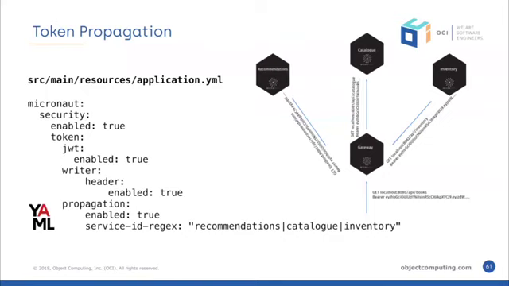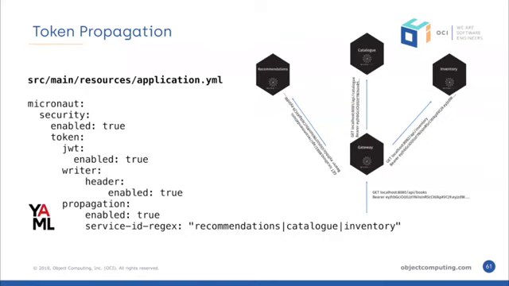So here I'm getting a token in the gateway service. This service is calling the catalog service, the inventory service and the recommendation service, and it will automatically propagate the token that I originally received. You will need to turn on some configuration options. For example, here I am turning on what we call the token writer, so I can write a token in the header.